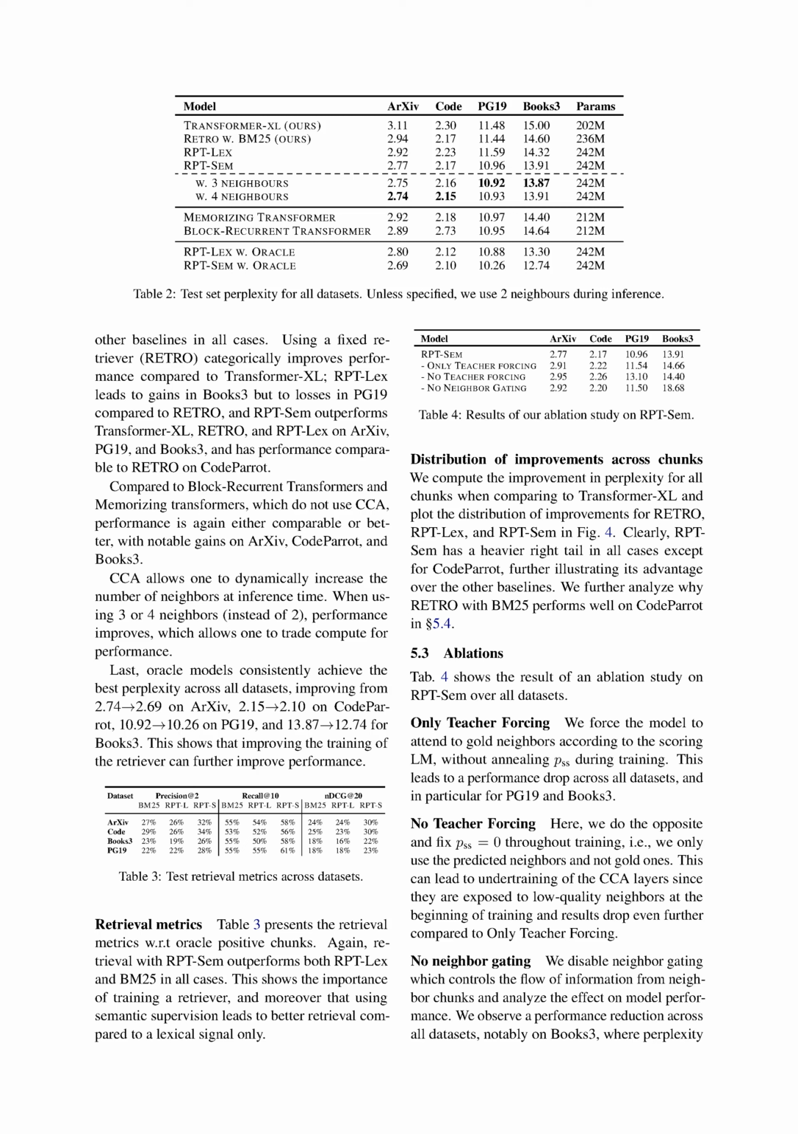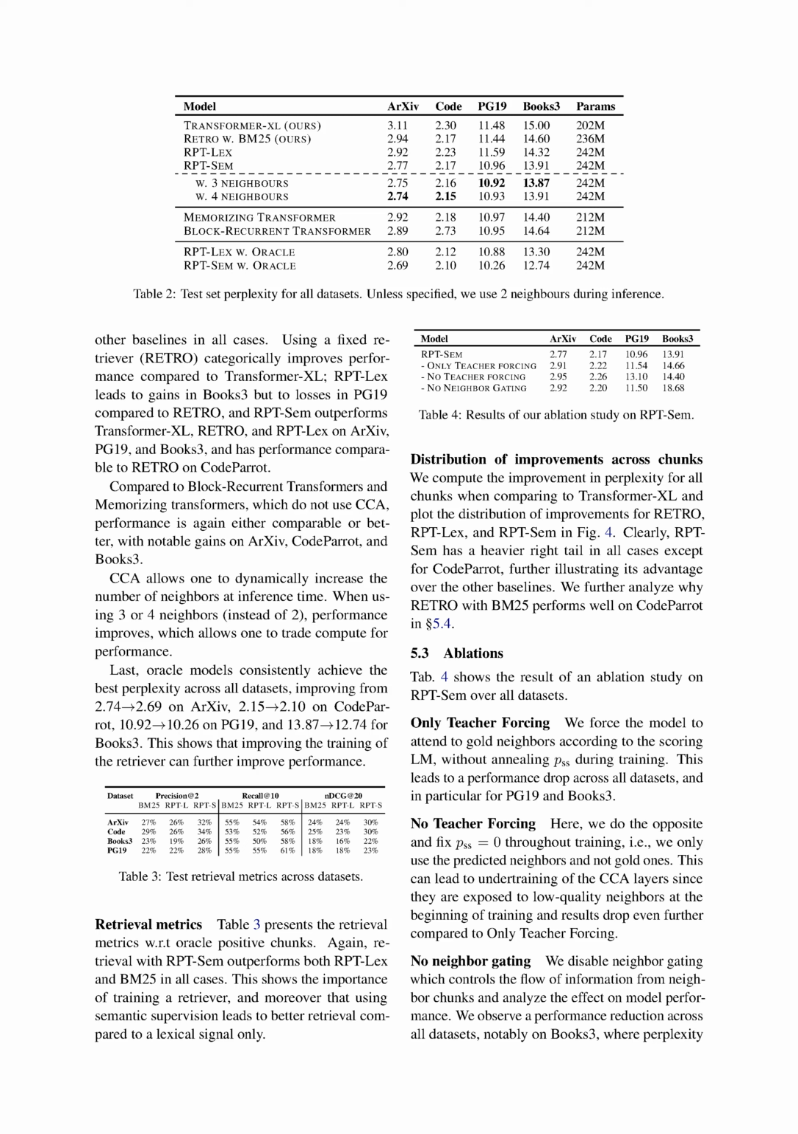Distribution of improvements over chunks. We've determined the improvement in perplexity, a measure of uncertainty, for all chunks, by comparing with the Transformer XL model. The distribution of these improvements is then plotted for Retro, RPT-Lex, and RPT-Sem. Evidently, RPT-Sem boasts a more pronounced right tail in all scenarios with the exception of Code Parrot, thus signifying its advantage over other baseline models. In a later section, we delve deeper into why Retro combined with BM25 performs well on Code Parrot.